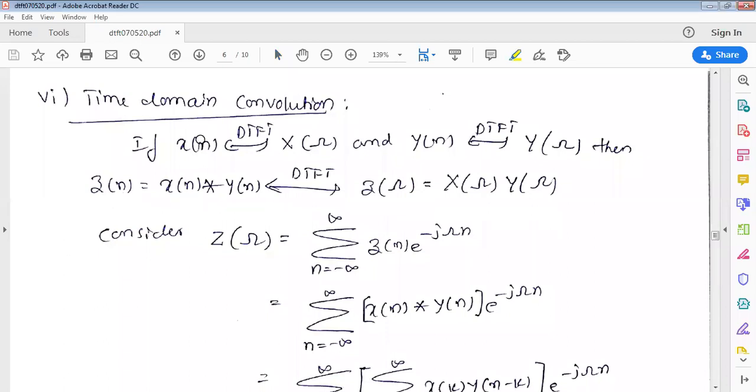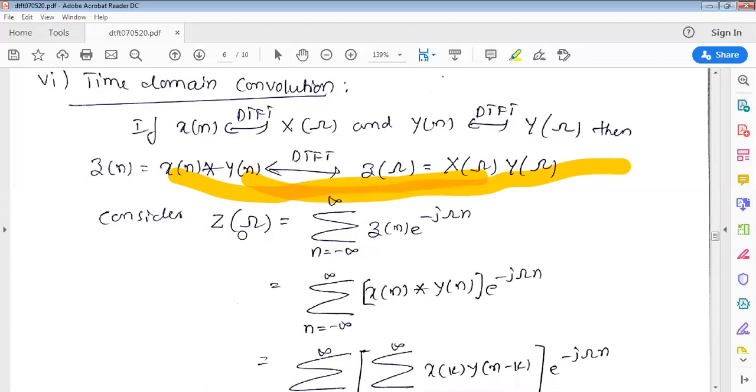If x of n corresponds to X of omega and y of n corresponds to Y of omega, then z of n, which is the convolution of x of n with y of n, transforms into Z of omega equal to X of omega times Y of omega. Okay, x of n translates into X of omega and y of n translates into Y of omega. Therefore, convolution in the time domain transforms into multiplication in the Fourier domain. Just like in the Z transform, by the same analogy we are going to prove this theorem.